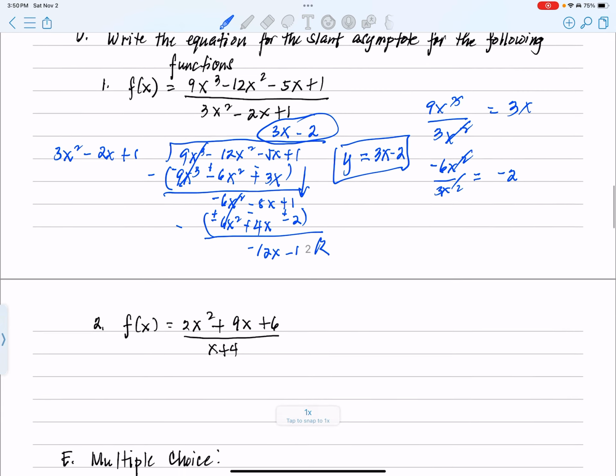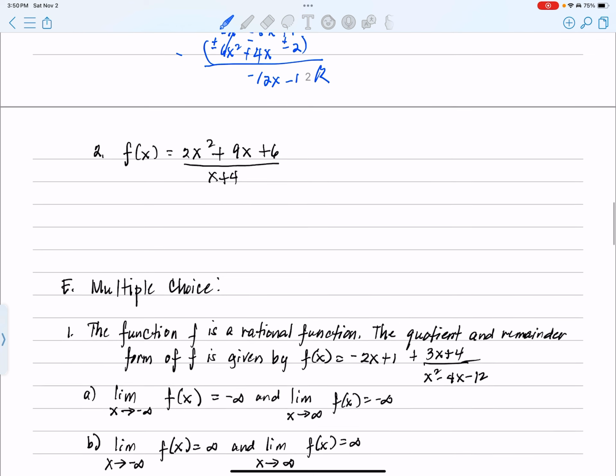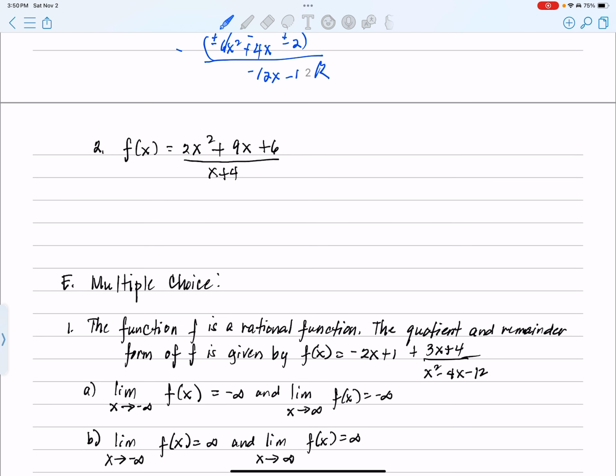Let's have number 2. The denominator is linear, so we might as well do synthetic division. x plus 4 equals 0, so our divisor would be negative 4. Okay, everything is in order. The coefficients are 2, 9, 6. Bring down 2. Negative 4 times 2 is negative 8. 9 plus negative 8 is 1.